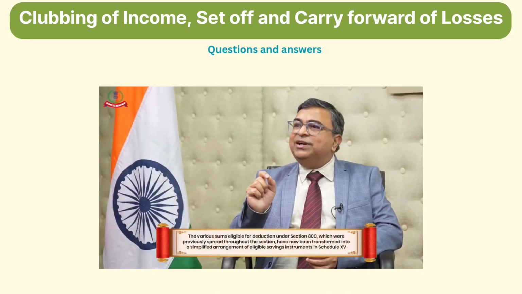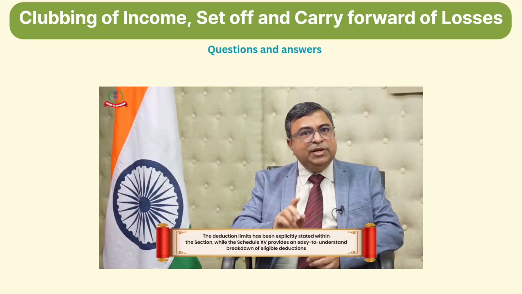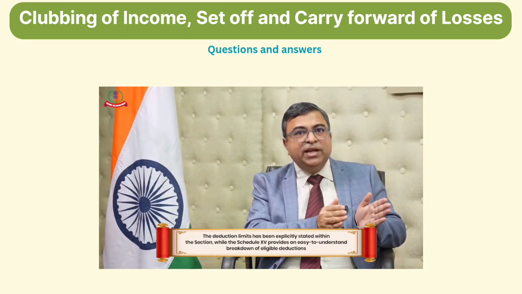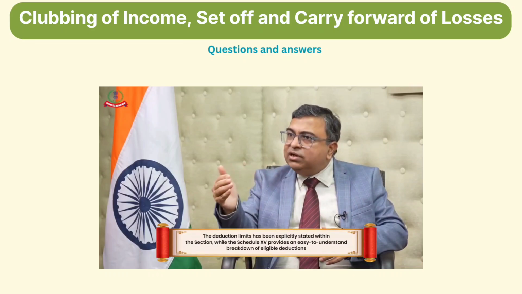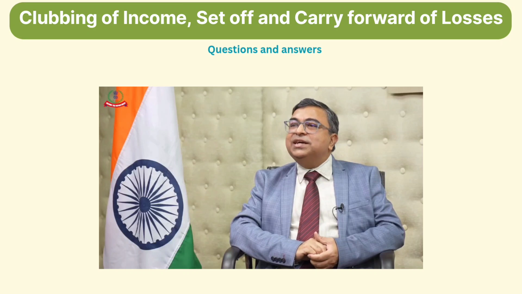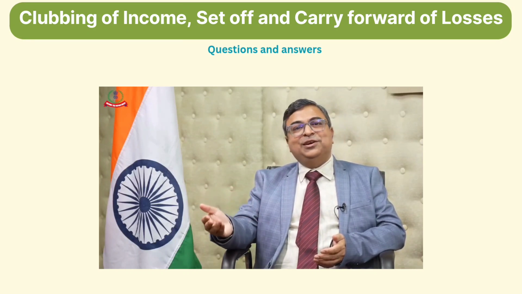Various sums eligible for deduction under Section 80C, which were previously spread throughout the section, have now been transformed into a simplified arrangement of eligible savings instruments in Schedule 15 at one place. The deduction limit has been explicitly stated within the section, while the Schedule 15 provides an easy to understand breakdown of eligible deductions. This simplifies the process for taxpayers, making it organized as well as transparent.